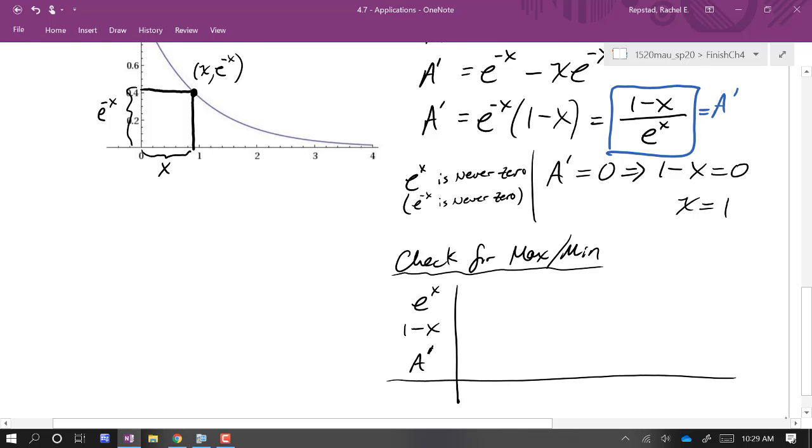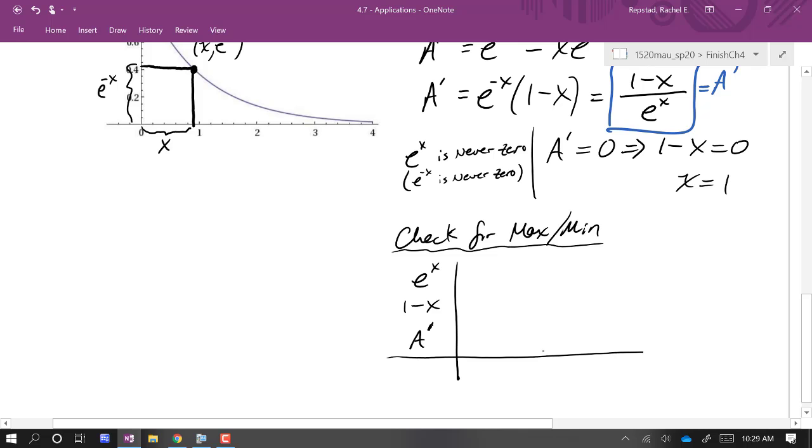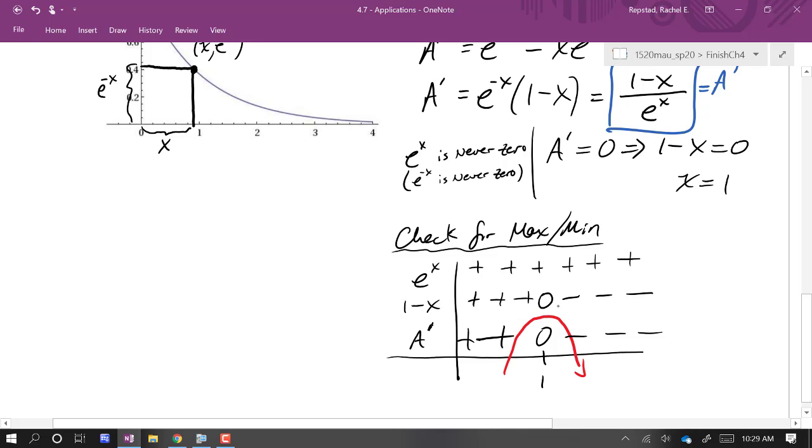There is a single critical value, and that is at 1. We know that e to the x is always positive. 1 minus x is 0 there. If I plug in something less than 1, like 0, we get a positive, so it's positive on the left. If I plug in something bigger than 1, we get a negative. So for A prime, we have a positive, 0, and then it's negative on the other side. That means this does in fact give a maximum. It's increasing, it flattens out, and then it's decreasing. So it is in fact a maximum, and then we want to make sure that we answer the question.